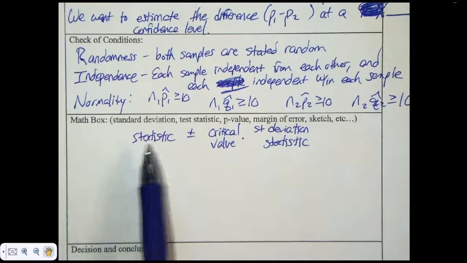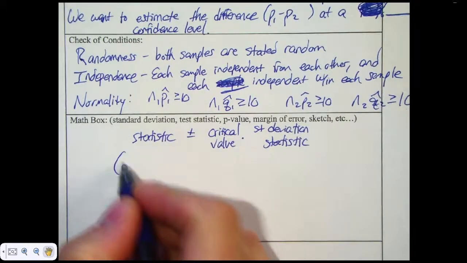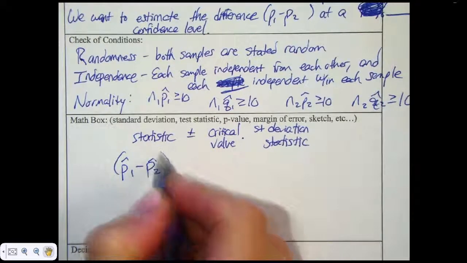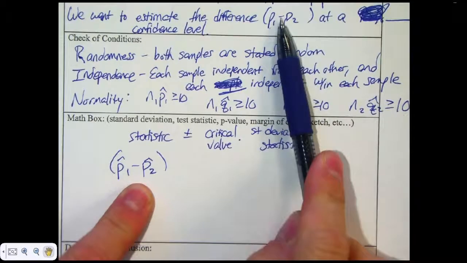Statistic is now, we have two samples. We want the difference between them. So it's not just P. The statistic is the difference in our sample proportions. So the statistic is now P1 hat minus P2 hat. It needs to be in the order that you wrote up here.